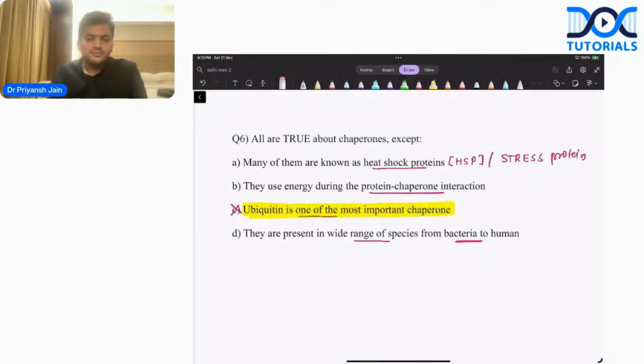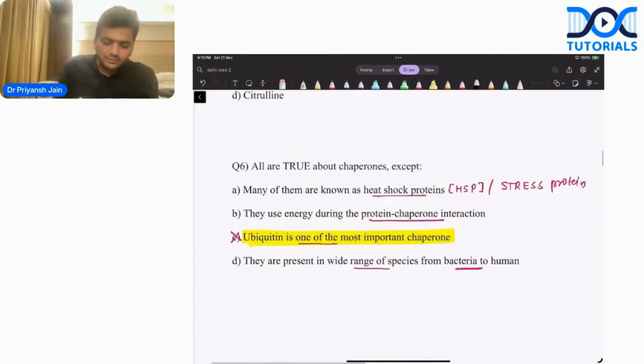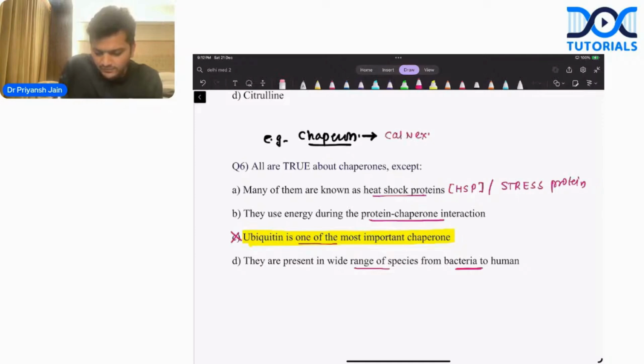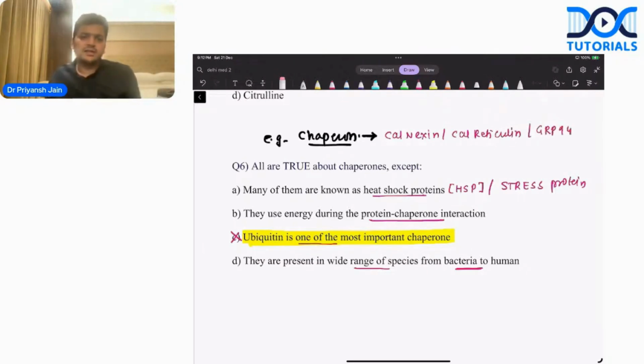It's not a chaperone. If they ask what are the examples of chaperones, the examples of chaperones are calnexin, calreticulin, GRP94. These are some of the examples of chaperones. Right.